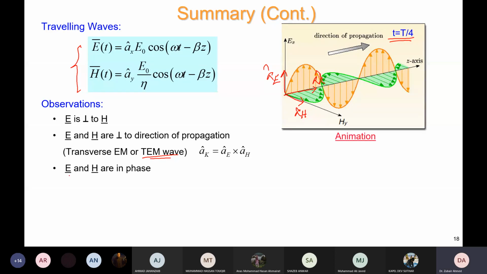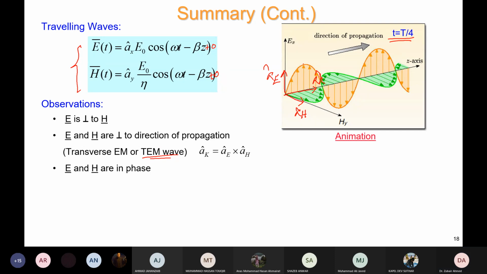Another observation is that electric and magnetic field are in phase. If you closely observe, both are cosine functions, and the phase is 0 and the reference phase is 0. So in the phasor plane, if you draw them, they both lie parallel to each other. So they are in phase.